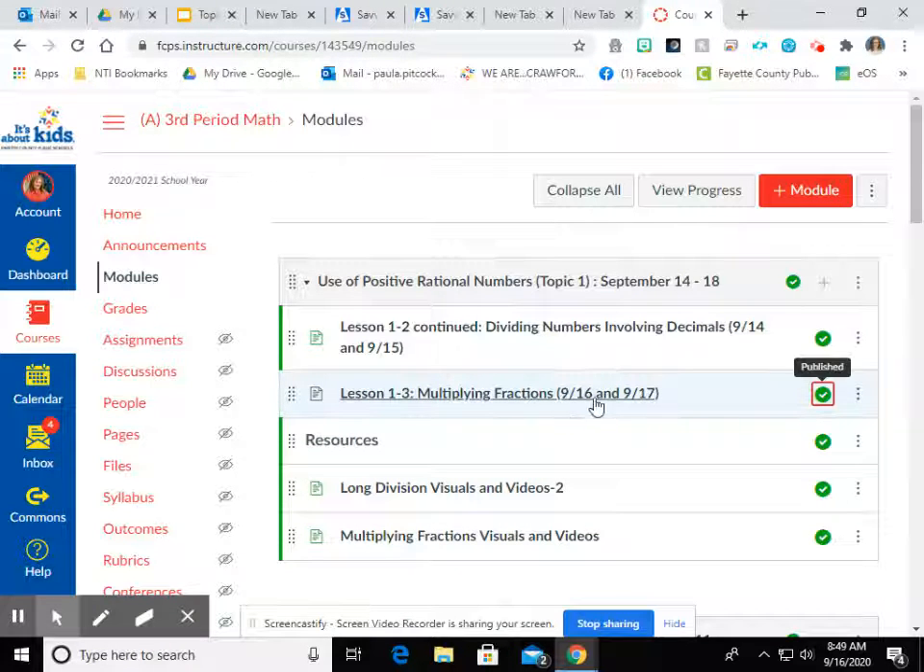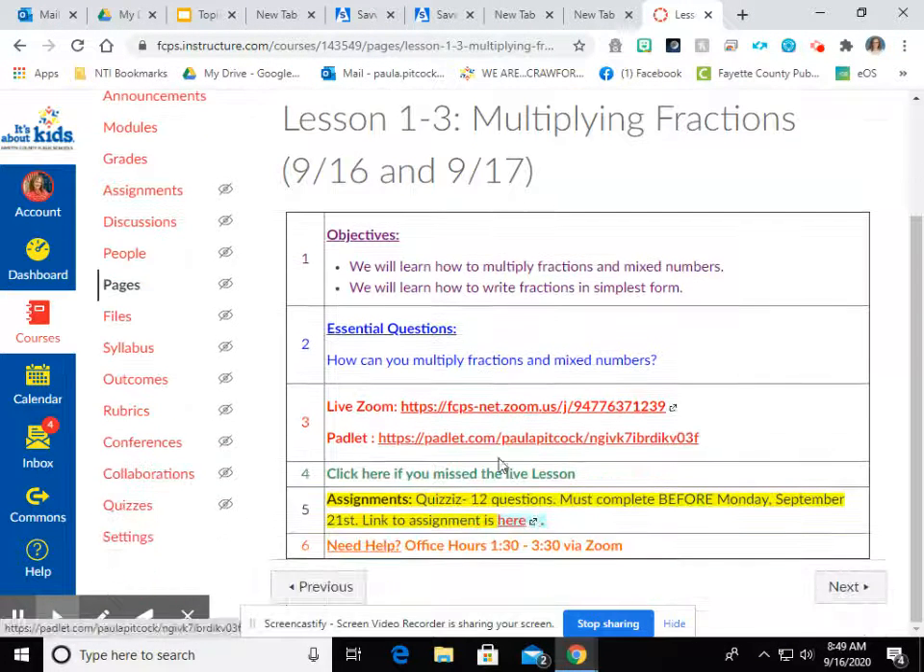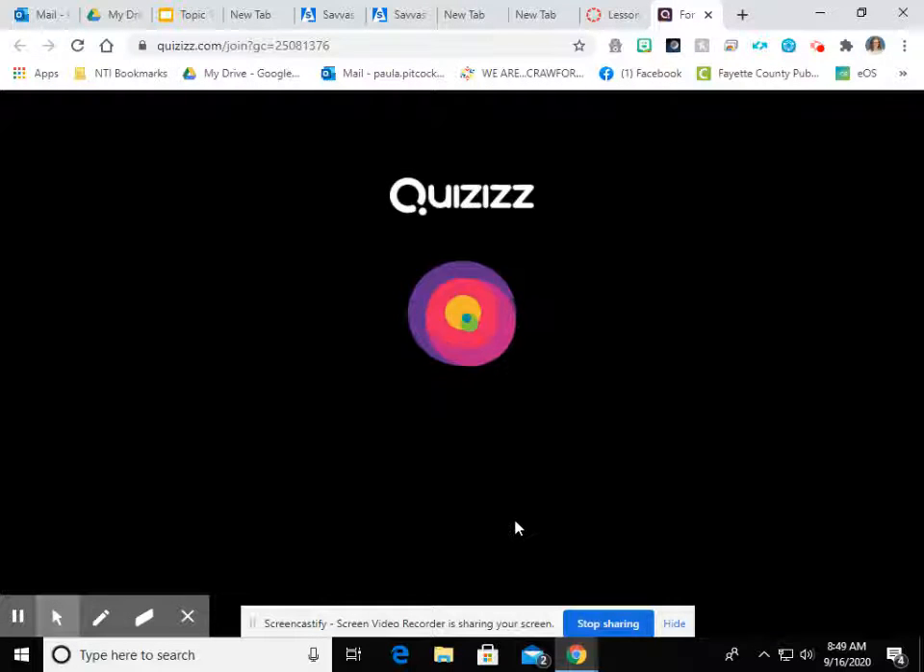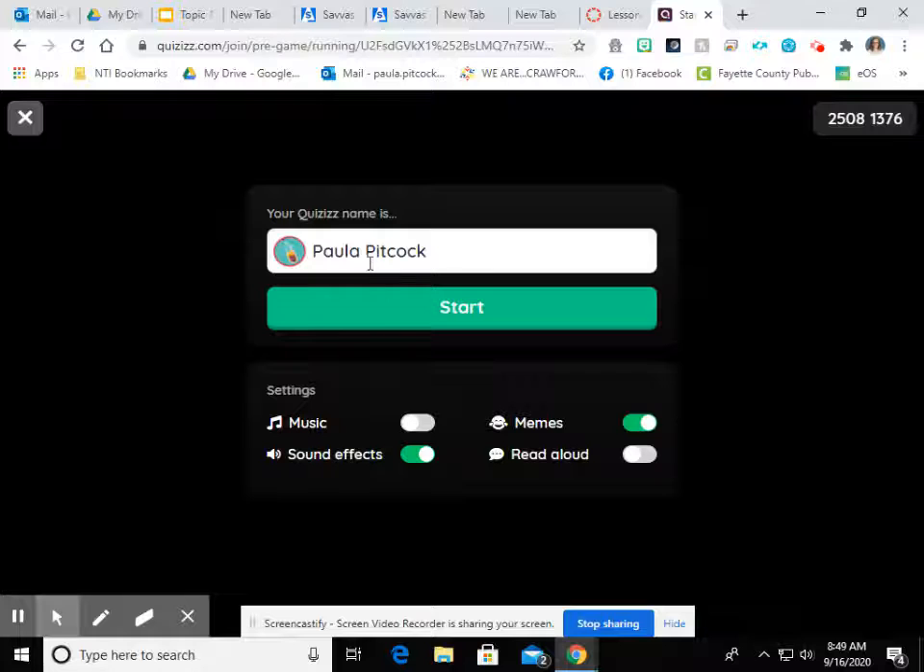Today's day is the 16th or the 17th, and it's on multiplying fractions. When you look in here, I will have the live lesson right here, but your assignment is a link. It is not in Realize. So your assignment is a 12-question quiz. You must complete it before Monday, September 21st. When you click here, it's going to take you exactly to the website you need to go to. Make sure you use your first and last name so that I can give you credit. If it's not your name, I don't know who to give the credit to. Okay, if you don't like your score, you can redo it.